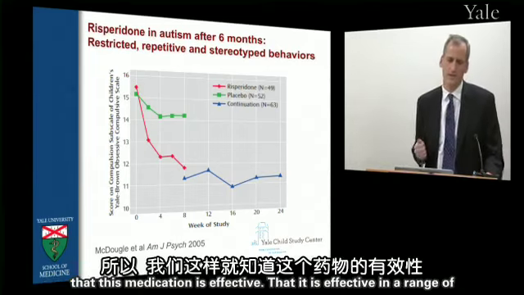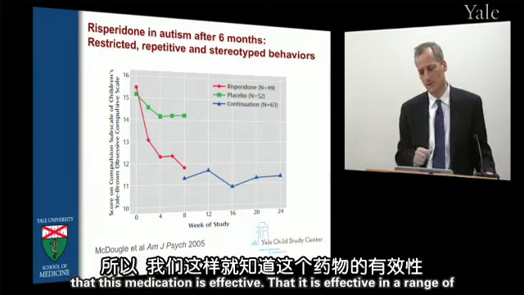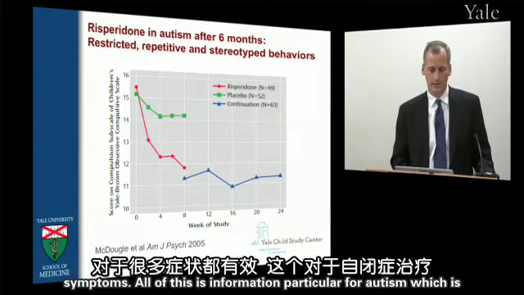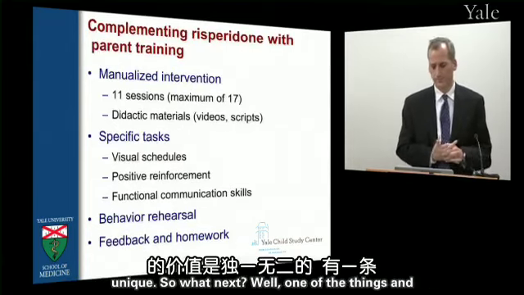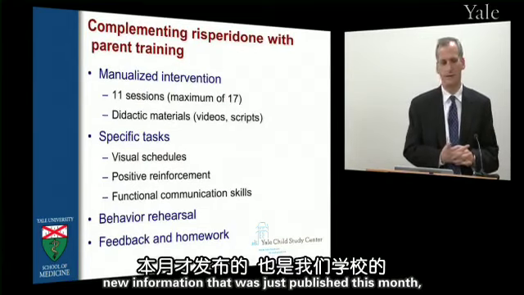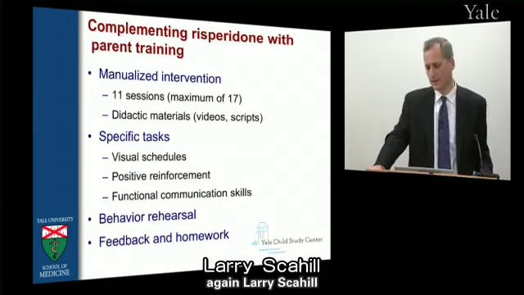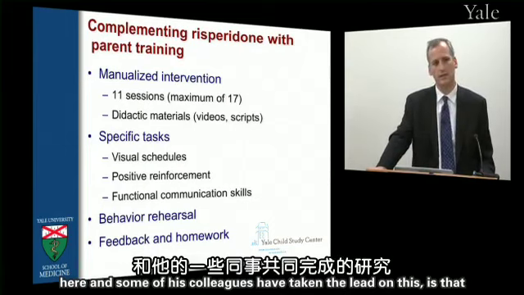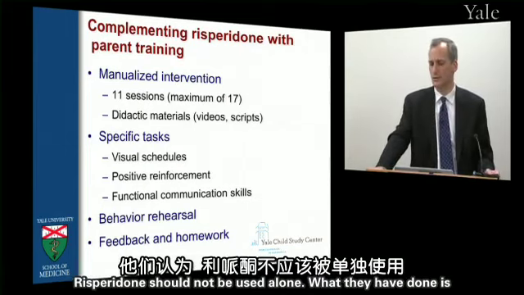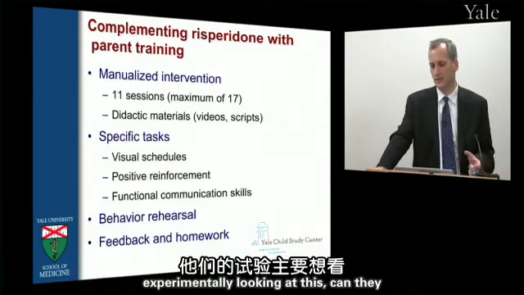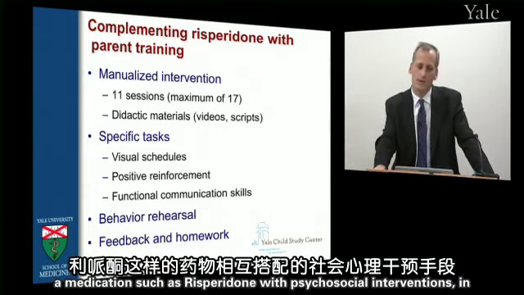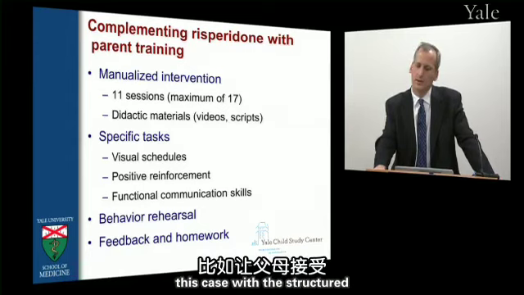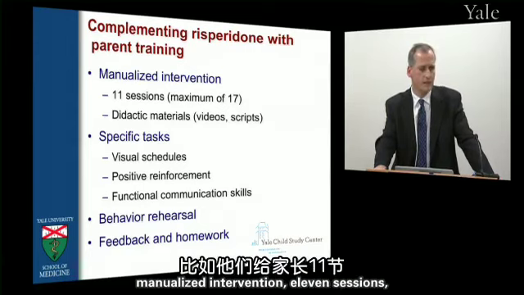So we know that this medication is effective, that it is effective in a range of symptoms, and all of this is information particular for autism, which is unique. So what next? Well, one of the things, and this is really brand new information that was just published this month, again, Larry Scahill and some of his colleagues have taken the lead in this, is that risperidone should not be used alone. And what they have done is experimentally looking at this. Can we complement a medication such as risperidone with psychosocial interventions, in this case with a structured parent training? They used a manualized intervention, 11 or 12 sessions.